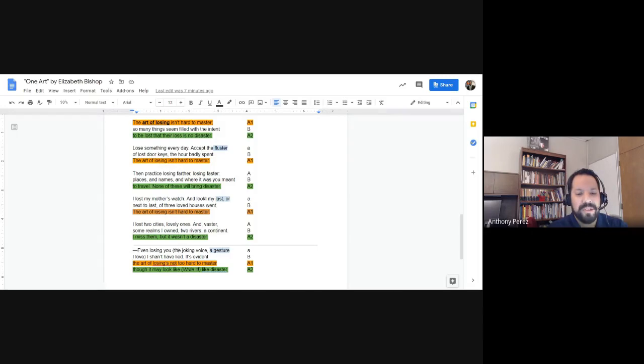So that joking voice, a gesture I love. This is like the only time we see a lot of any development about something she's lost, any sort of details. And it's a very kind of specific detail that is mentioned here, right? And then she says, I shan't have lied. That's a curious line. I read this to mean she shouldn't have lied about the whole thing of losing not being a disaster, right? So anyways, interesting line here.